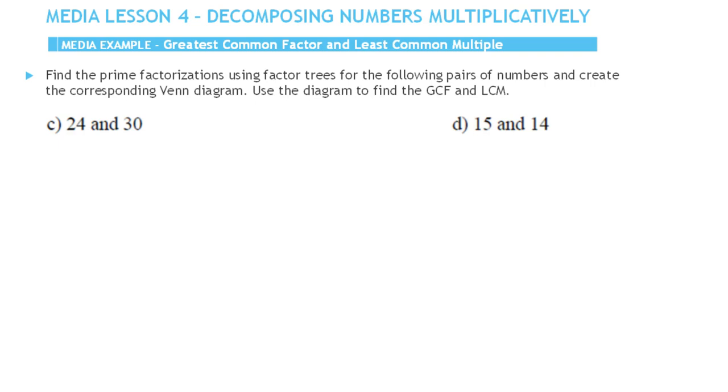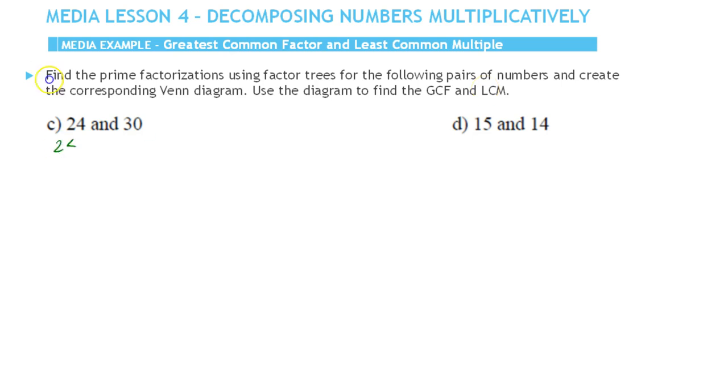Let's look at our next two examples for the greatest common factor and least common multiple. So for C, our pair of numbers are 24 and 30. Let's start by finding their prime factorization, and then we'll use that to make the Venn diagram to find the GCF and LCM.